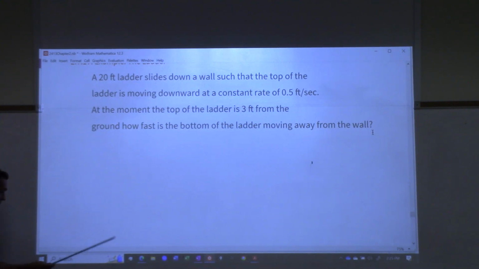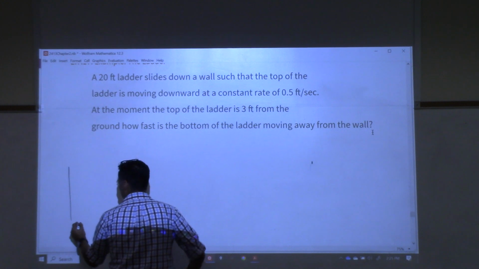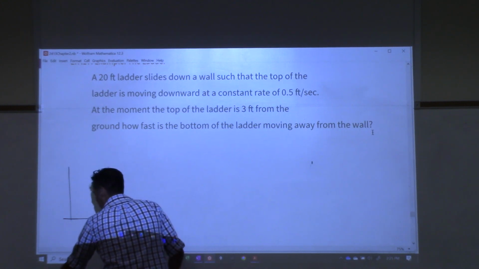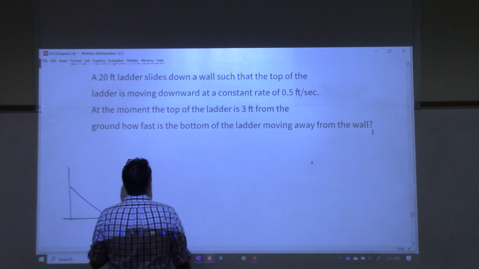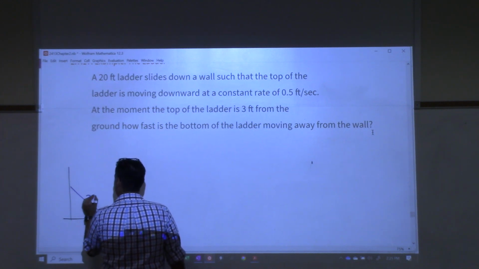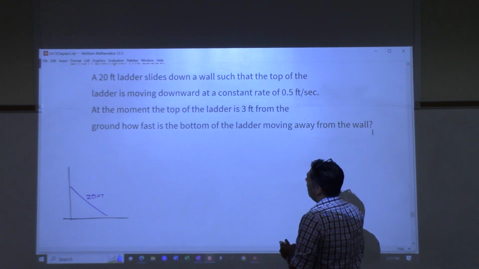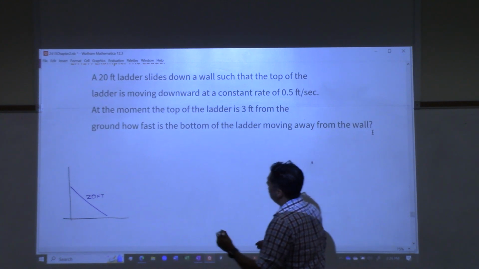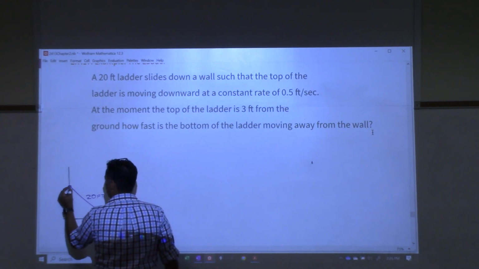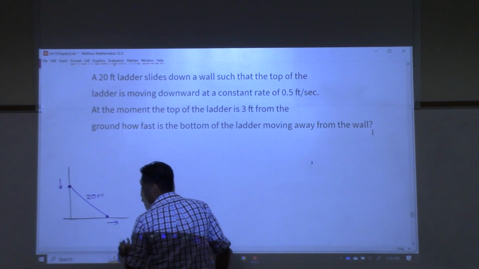So we are going to draw a picture first, right? Here's my wall. You can put your wall on the left or the right. Here's my ladder. And the ladder's 20 feet tall, right? 20 feet. That's never going to change. The ladder's length is always fixed. What's happening here is that the top of the ladder, this point right here, is moving down. And at the same time, this point here is moving to the right.